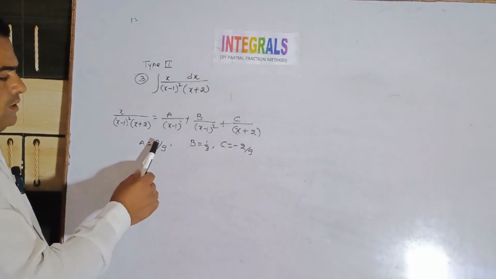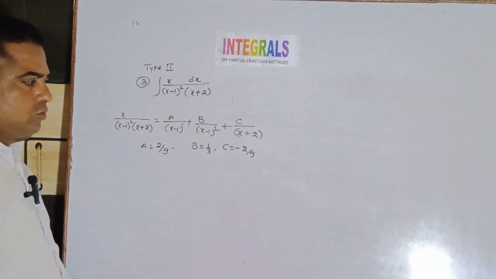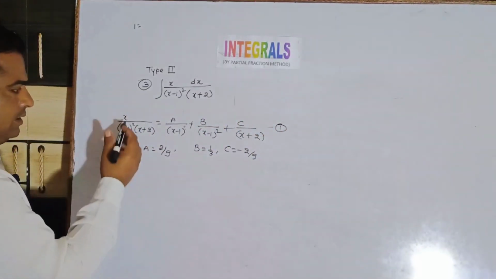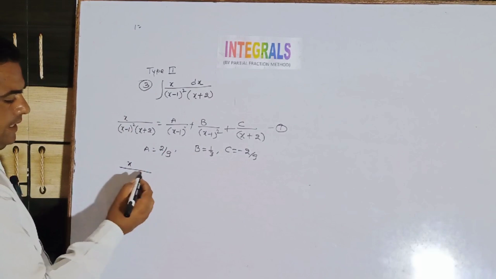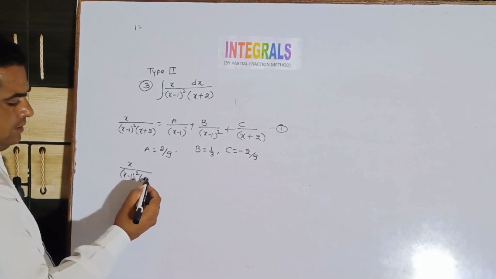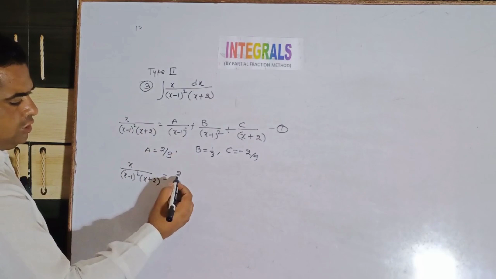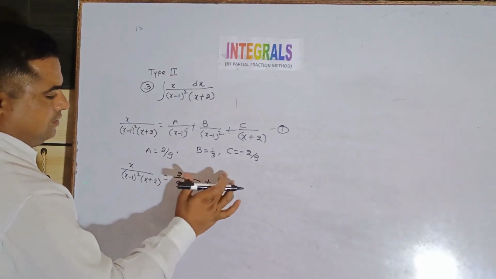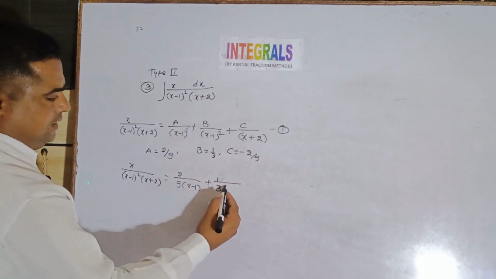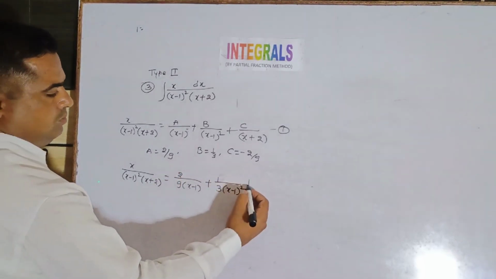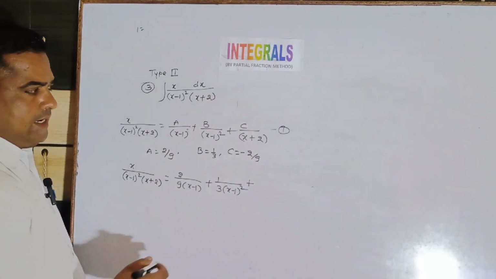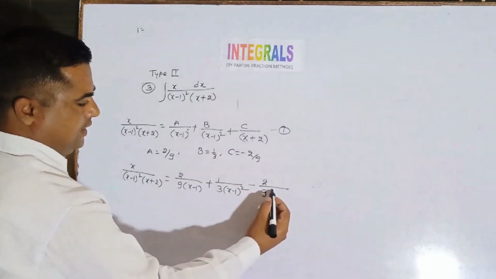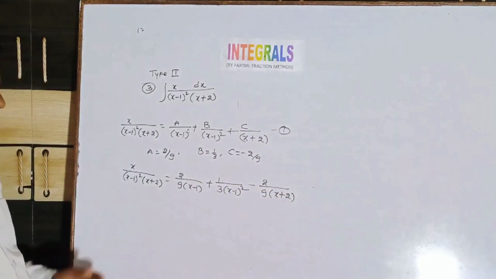Students, now we have got A equals to 2 by 9, B equals to 1 by 3 and C equals to minus 2 by 9. Now putting all the values in this equation number 1, correct? So the value of A, B and C you will put in this equation. You will get here the value of A, this is 2 upon 9 into (x − 1), plus the value of B, what is the value of B? 1 by 3 into (x − 1) whole square, plus the value of C, this is minus 2 by 9. So plus minus, this will be minus, correct? 2 by 9 (x + 2). Students, these two parts are equal.